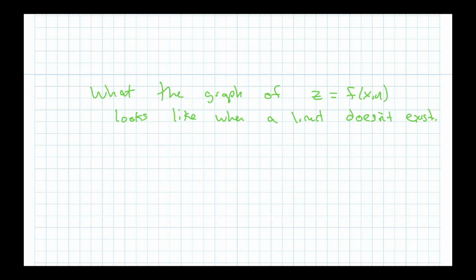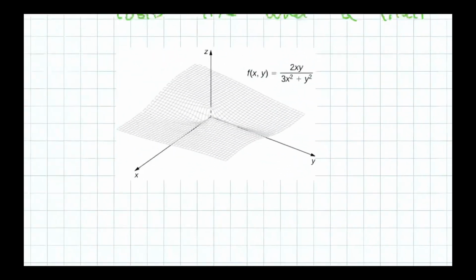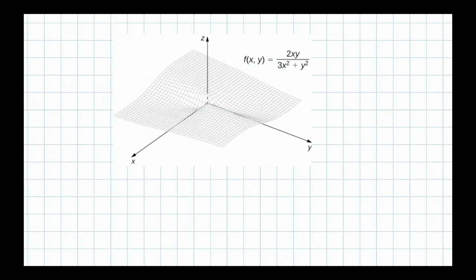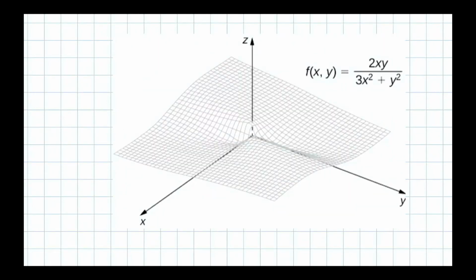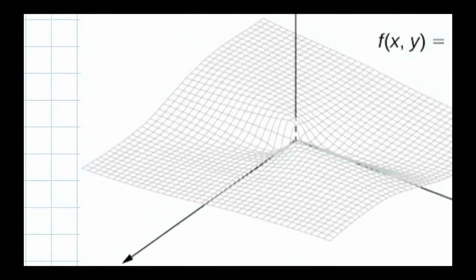Whoa, failed. Oh no, it's right there. Oh, it was right there. Okay. So this is what happens. This isn't the exact function that we did because I didn't put a 3 there. But this is the kind of thing that happens.